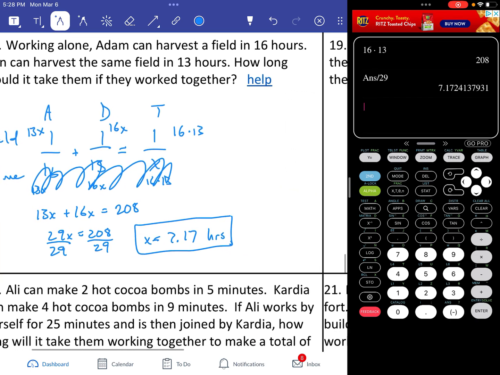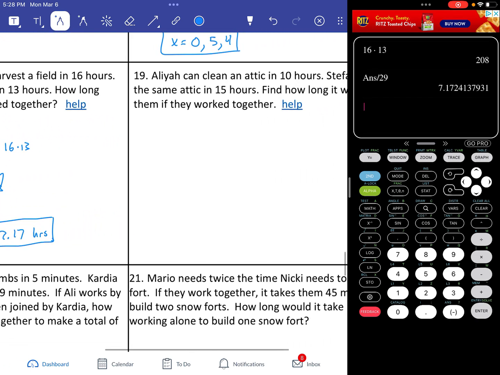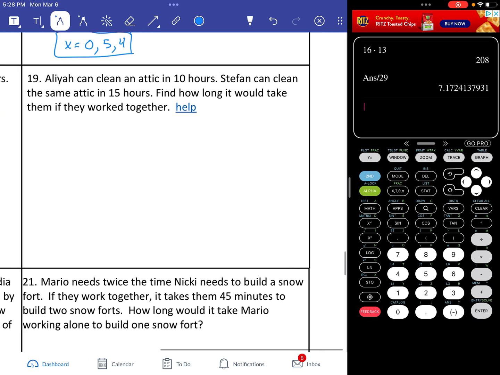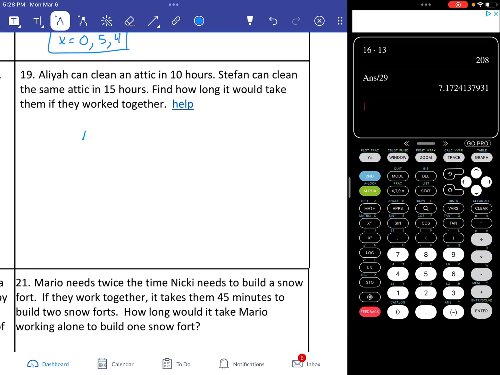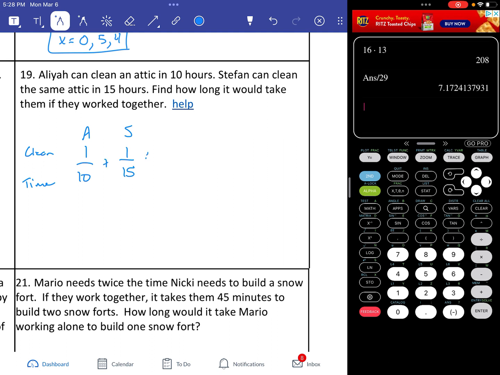That's it. Next. Leah can clean an attic in 10 hours. So we have A for her. Stefan can clean the same attic in 15 hours. So we're doing clean over time. Leah can do 1 in 10. Stefan can do 1 in 15. Together, how long would it take them?